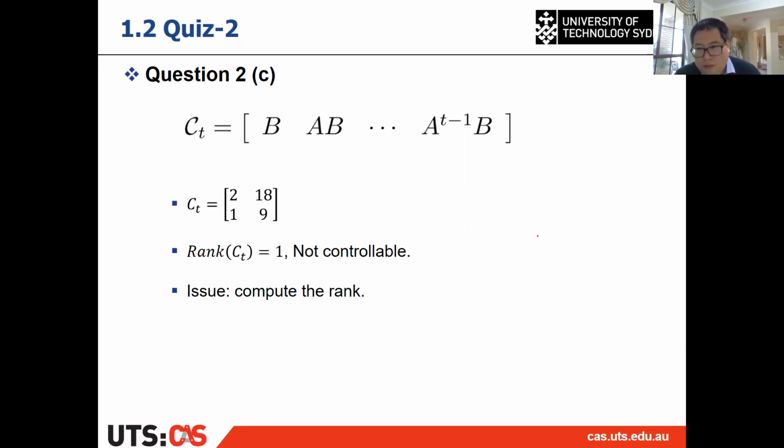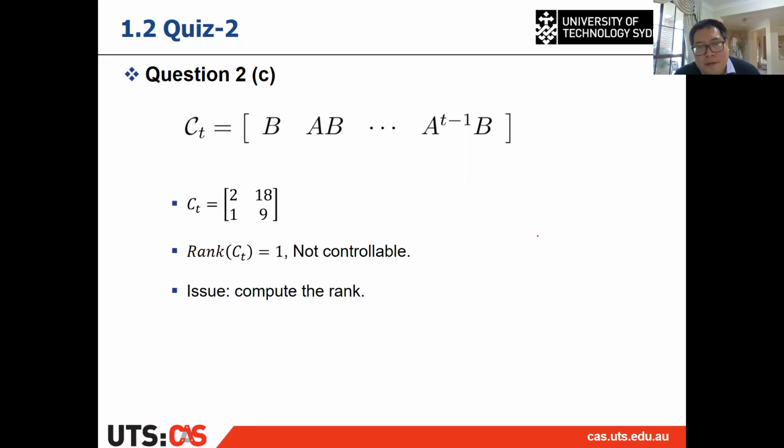And also, here's a reminder. For the controllability for continuous and discrete time system, they are the same. The criteria are the same, but for the stability they are different. So do remember on that.